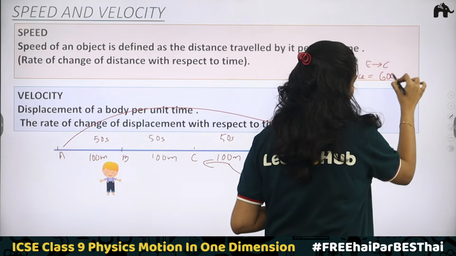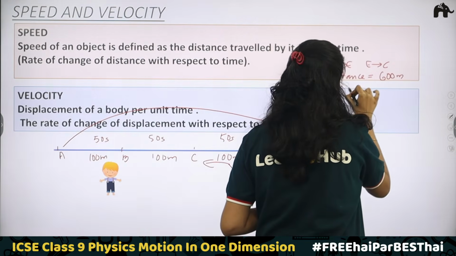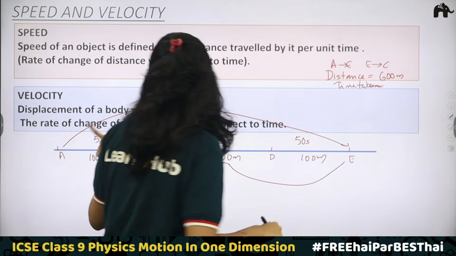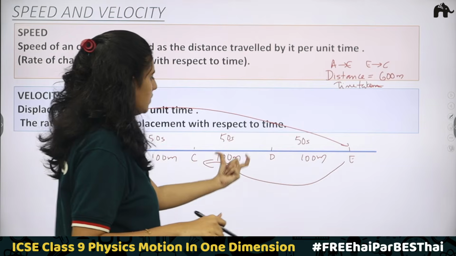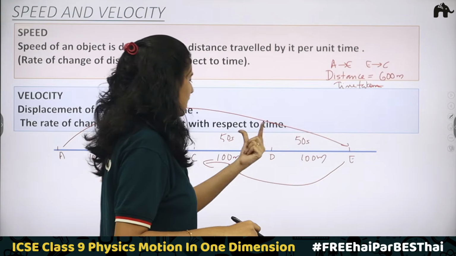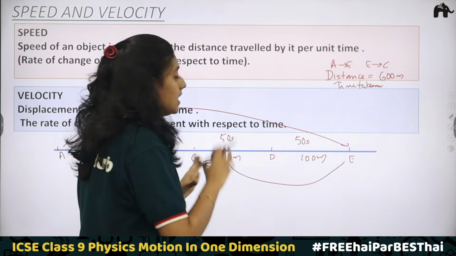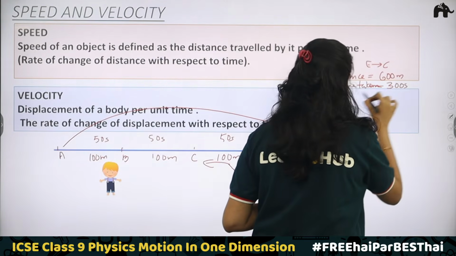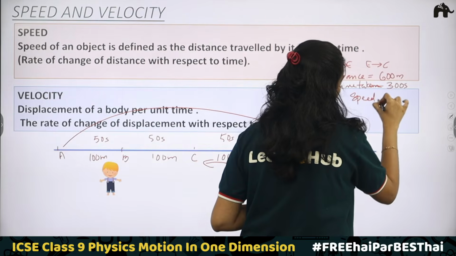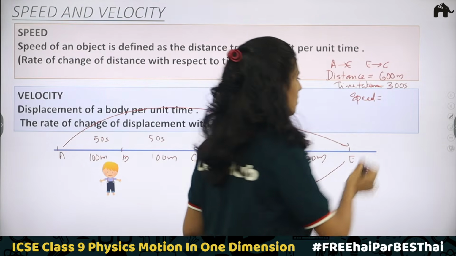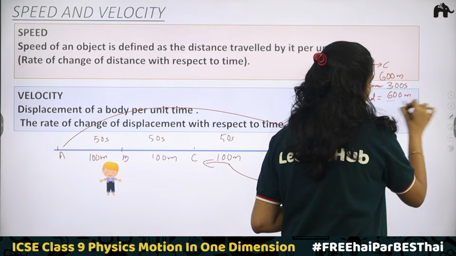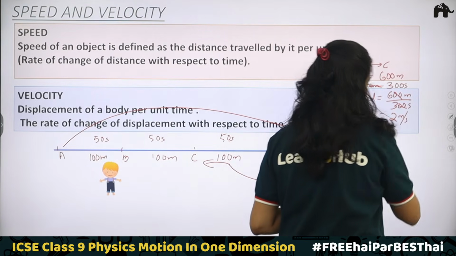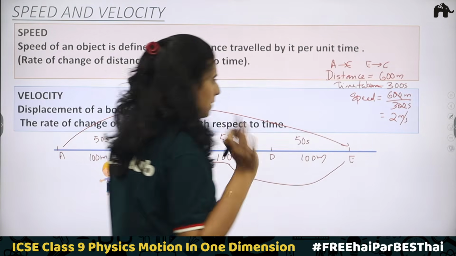And what about the time taken? Time taken will be equal to 50 seconds, six times. Okay, 50 into 6, which is equal to 300 seconds. And the speed is equal to total distance by total time, 600 meter by 300 seconds. Cancelling, you will be getting 2 meter per second. So, 2 meter per second is the speed.